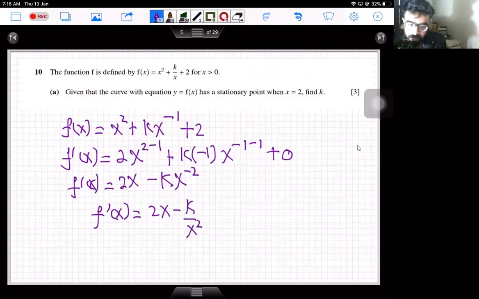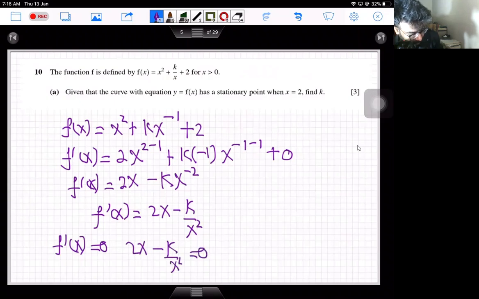So for the stationary point, the f'(x) function is supposed to be equal to 0. Therefore, 2x minus k over x squared is equal to 0. Therefore, 2x equals k over x squared. So 2x cubed equals k. Therefore, x cubed equals k over 2.